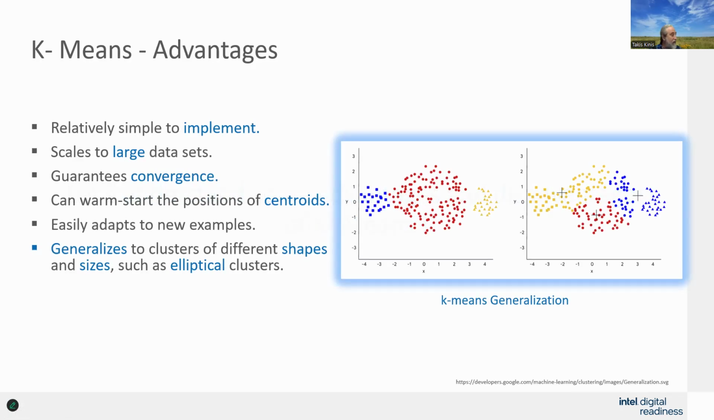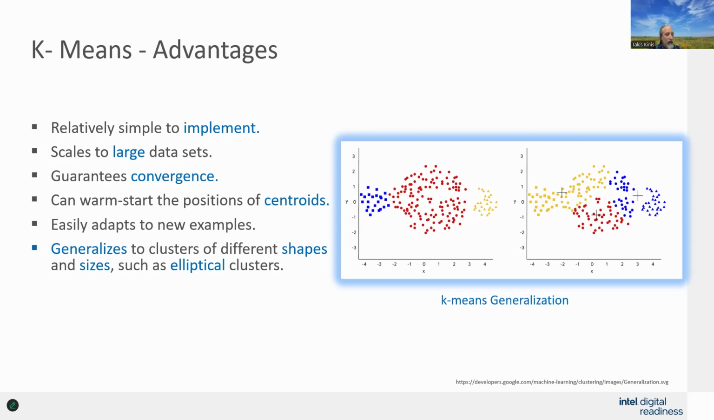All right, pros and cons of using this approach, right? This one is pretty simple to implement. It works really well with large data. It guarantees convergence. Why? Because the math forces it, right? And that's the beautiful thing about it.